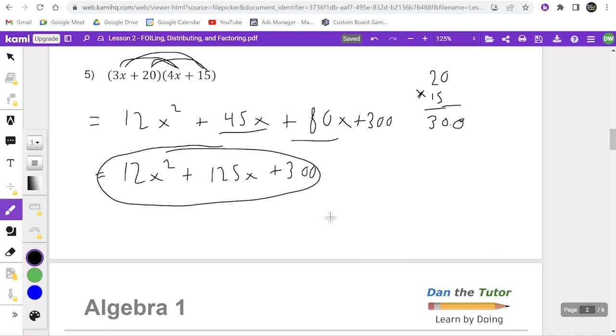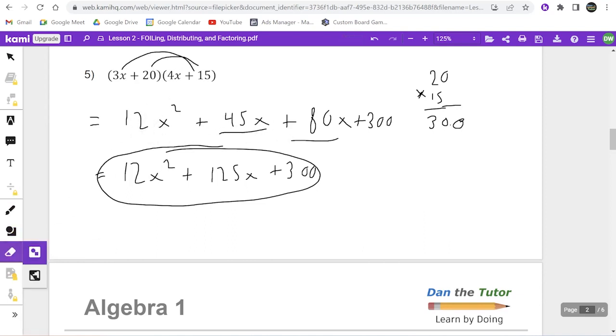Now I just want to say one more common mistake before we go into the next topic. Sometimes I see people do these lines I've been drawing. Sometimes they do all 4 at once. They'll do first, outer, inner, last, just like this. This is a bad idea. Don't actually write out the lines until you write out your terms.